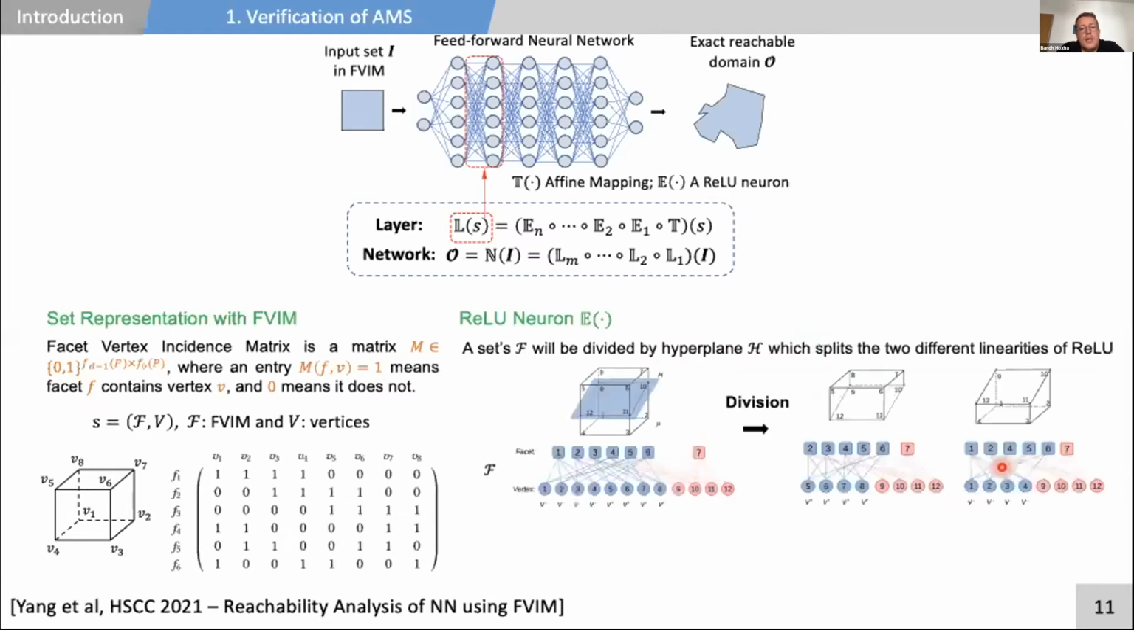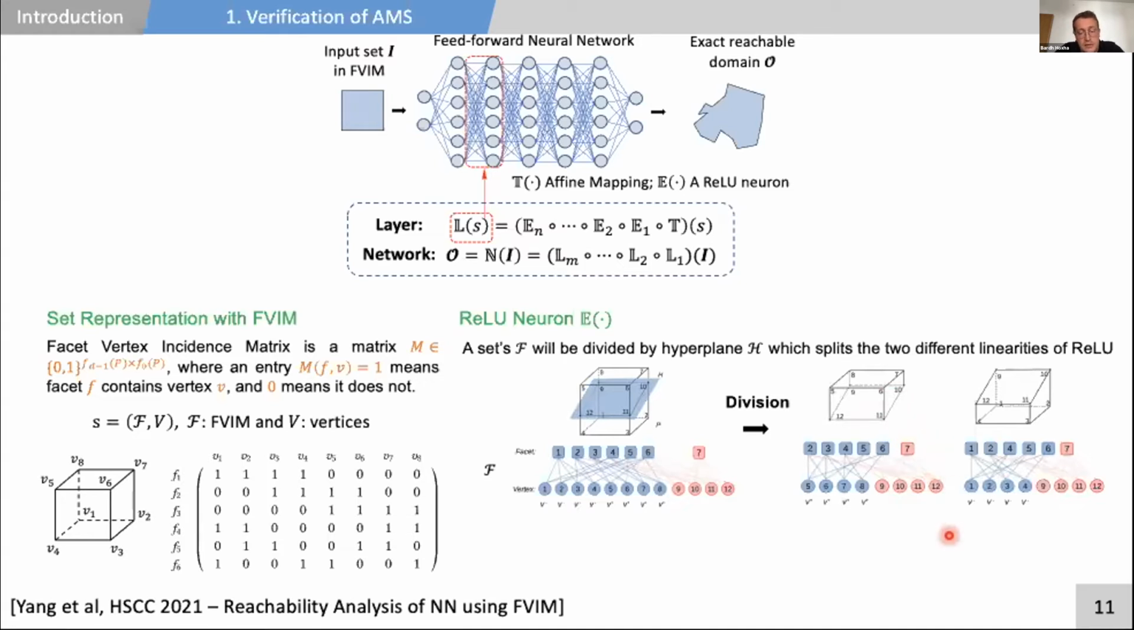bias, right? And for each ReLU neuron, you have to consider that two linearities intersect the set. You can think of it as being divided by a hyperplane. Once a hyperplane divides this, you can generate these two new sets, and for all the faces that are not part of this new set, you remove them, and so on and so forth.